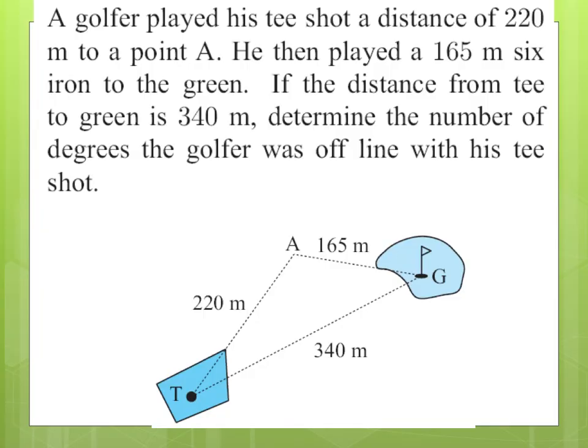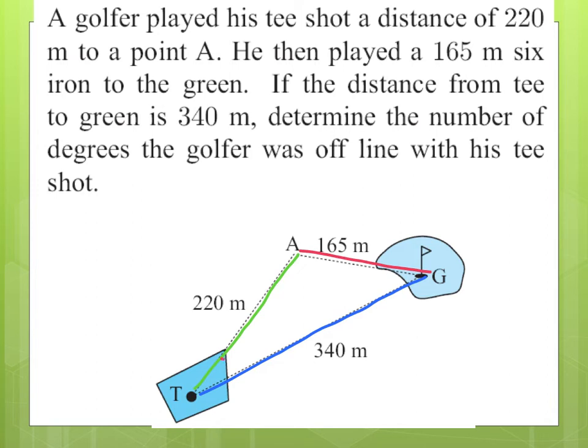Alright, it is word problem time. So we have a golfer, and he played his first tee shot a distance of 220 meters to point A. So here's his first tee shot, starting at T, going to A. Then he played another shot 165 meters to the green, so his second shot is going to go from A to G. And we know that the total distance from T to G is 340 meters. The question is, how far off was the golfer with his first shot?